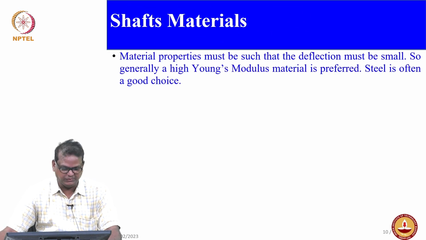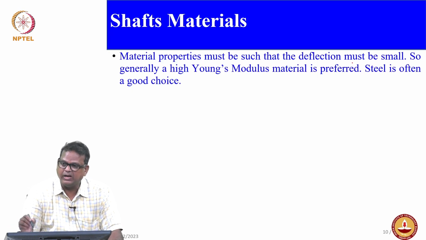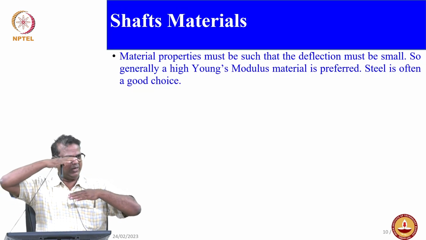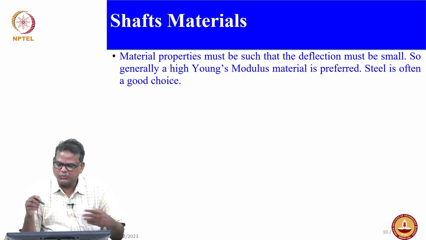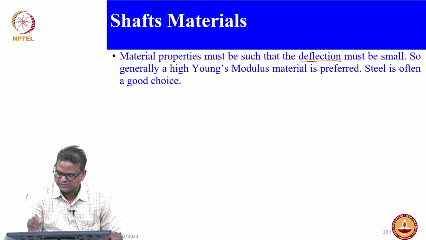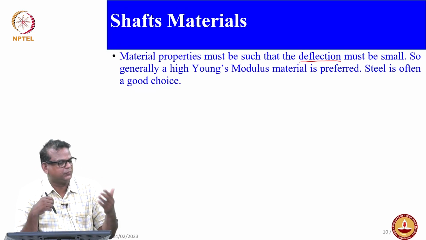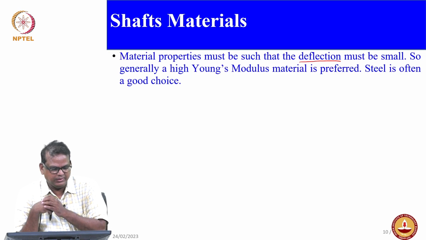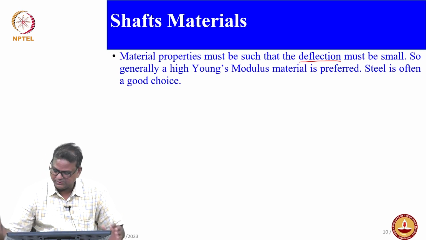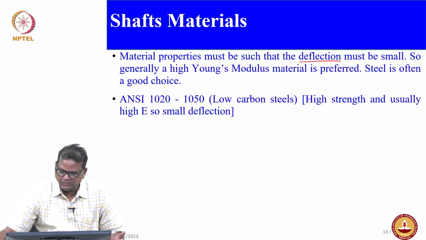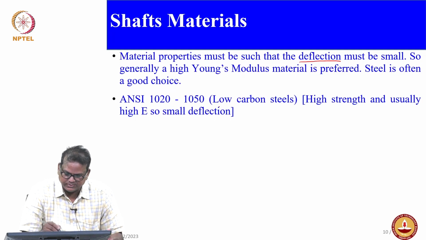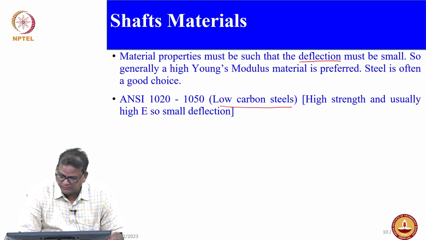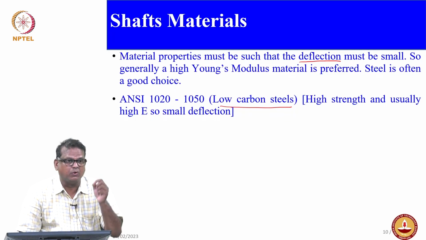Then we will move on to the shaft material. Generally, the material property must be such that the deflection is as small as possible. If you have too much deflection, that is not good, and misalignment will happen. So you have to be careful in selecting the material; deflection must be small. Generally we use high Young's modulus material, and in particular steel is a good choice. Normally you can go for ANSI 1020, 1050, called low carbon steel. They have high strength and usually high Young's modulus with small deflection.